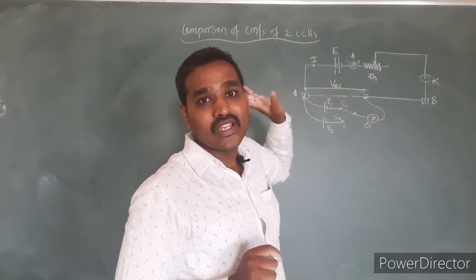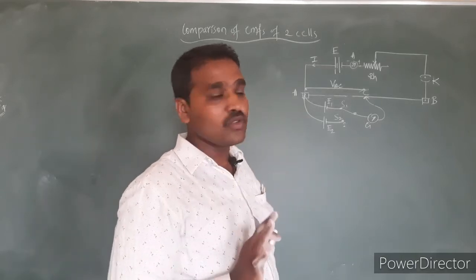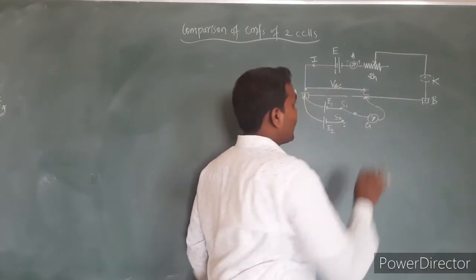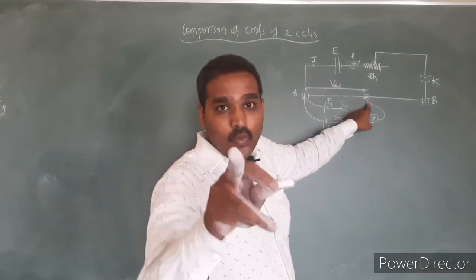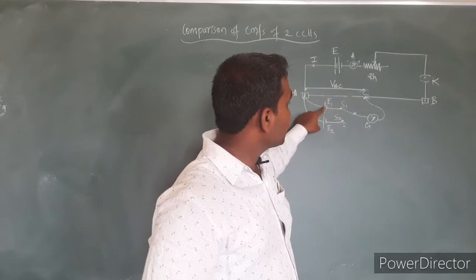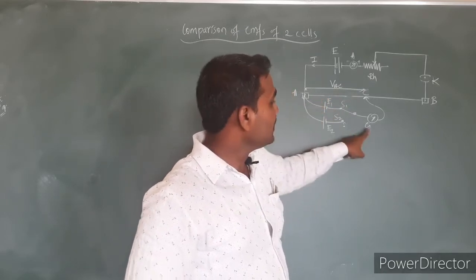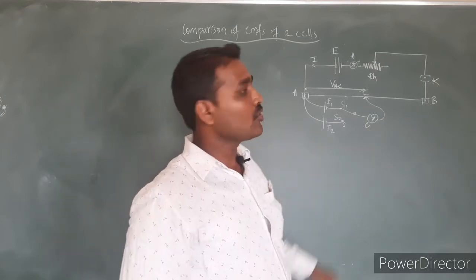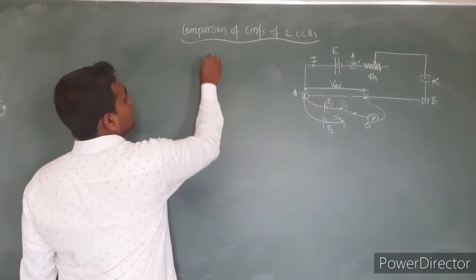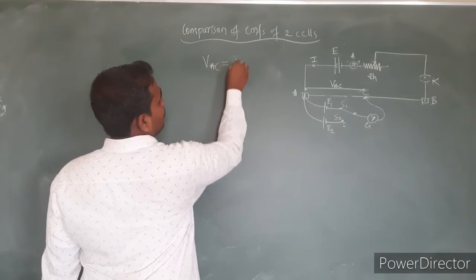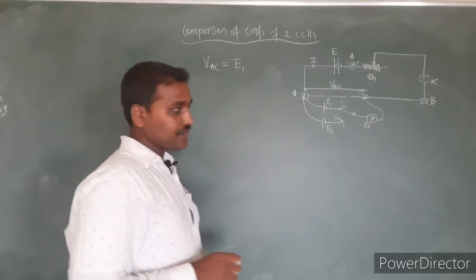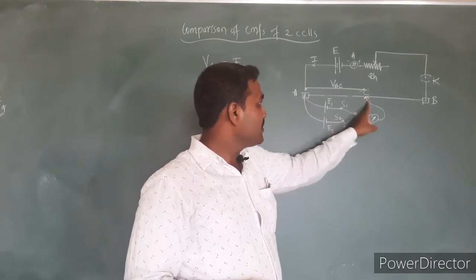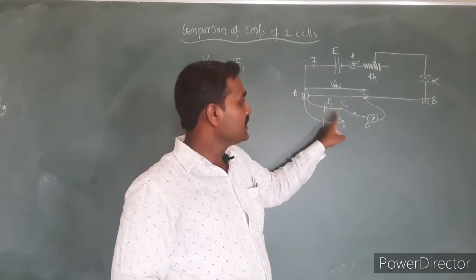what is this length. For that, immediately I will not be knowing where is this point C. I will just slide the jockey over this length of the wire at a certain point. When the potential drop VAC becomes equal to E1, automatically there is no current through this path. At that point the galvanometer deflection will be equal to 0, and that condition is VAC equal to E1.